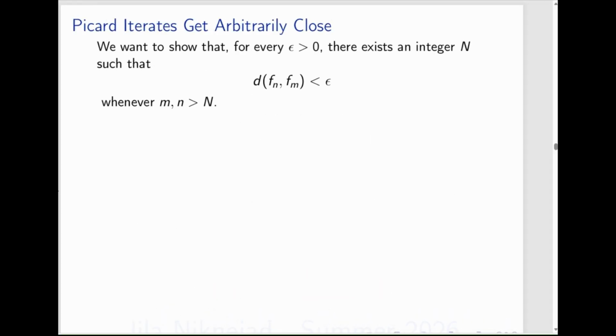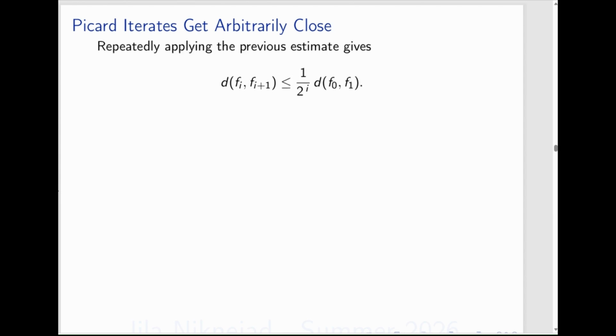Now we want to use the fact about consecutive Picard iterations to show that Picard iterations get arbitrarily close. That is, we want to show that for every epsilon bigger than 0, there exists an integer capital N such that the distance between f sub n and f sub m is less than epsilon whenever m and n are bigger than capital N.